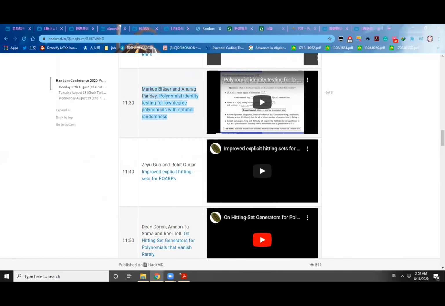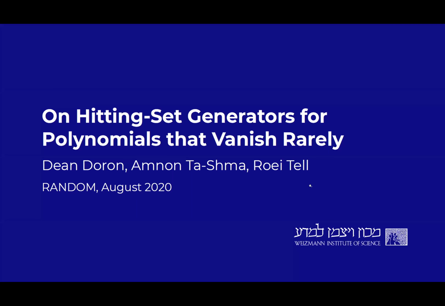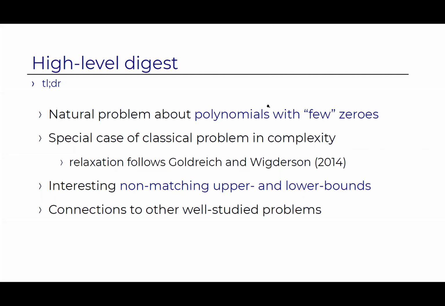Roy, are you giving the talk? Yeah, can you hear me? I can, yeah. So next up, we have Roy Tell, who's going to tell us about hitting set generators for polynomials that vanish rarely. Thank you so much. And can you see the screen? Can you see the other slides too? I can see this screen, and yep, so many slides.